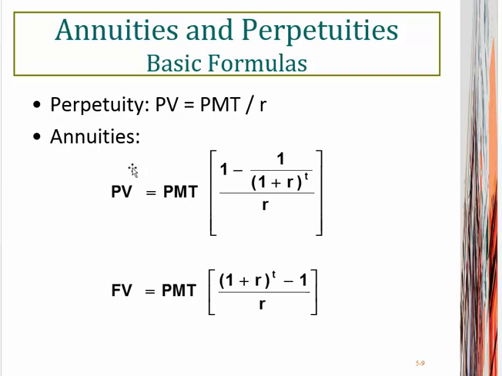In my documentation, especially on the spreadsheet, I like to put an A after the V's, because this is the present value of an annuity and this is the future value of an annuity. It makes it a little easier so you don't confuse the formulas you might be using in your calculations.